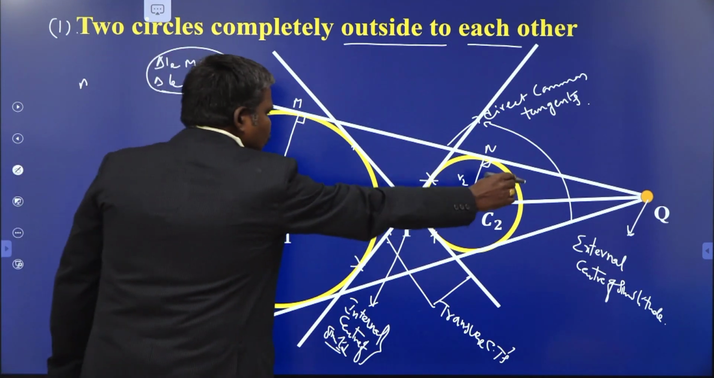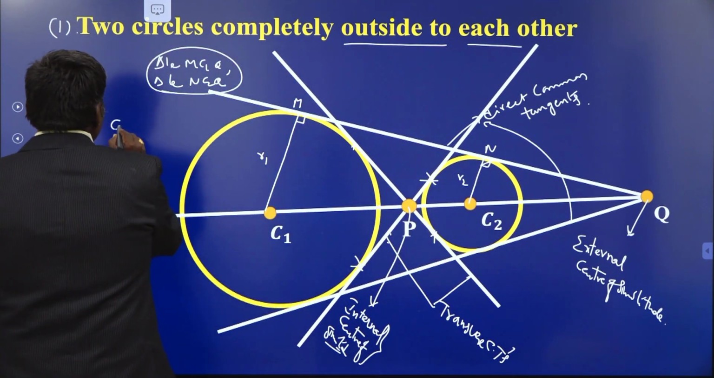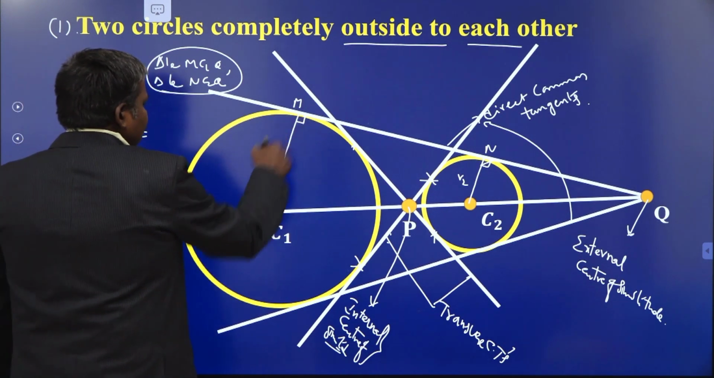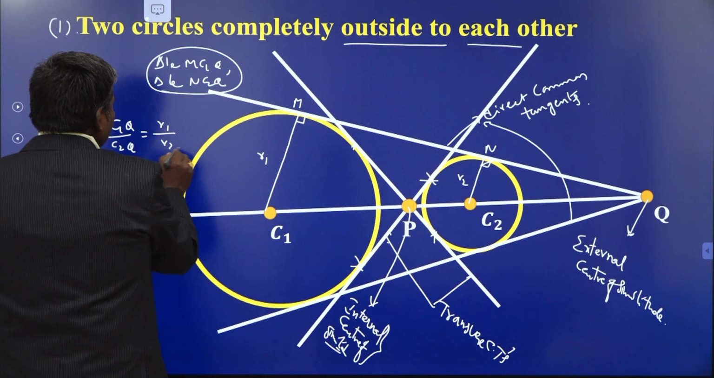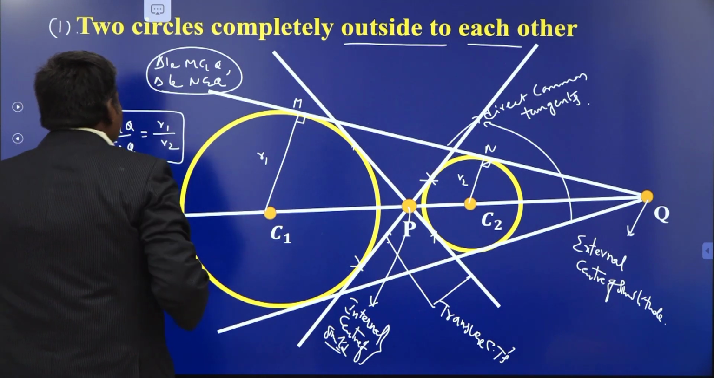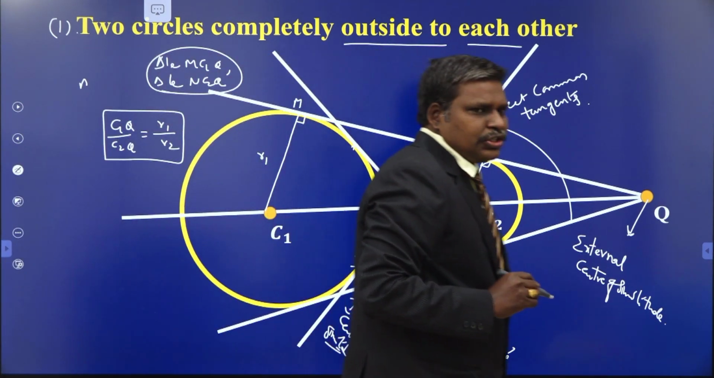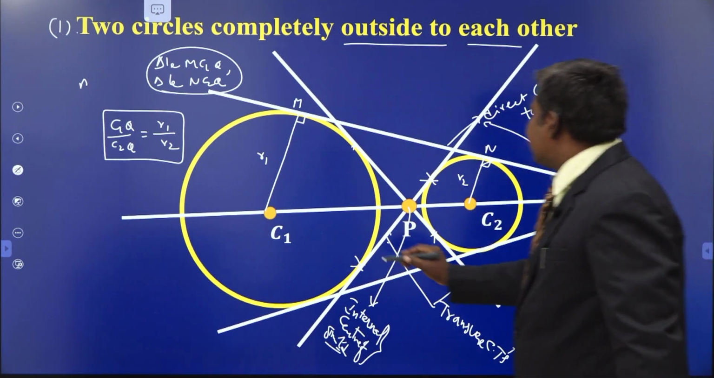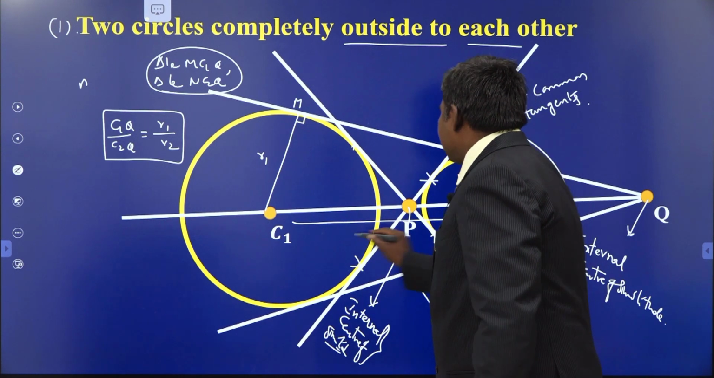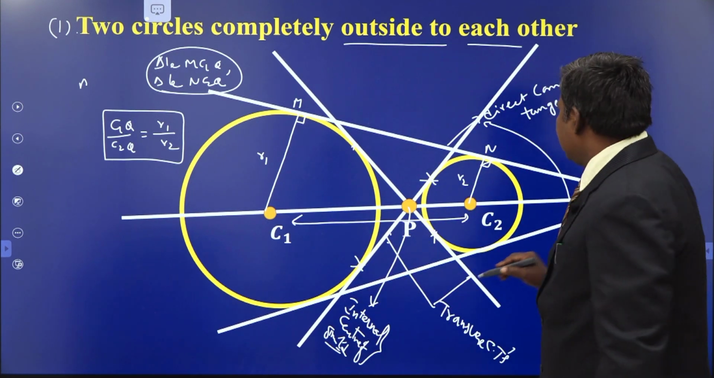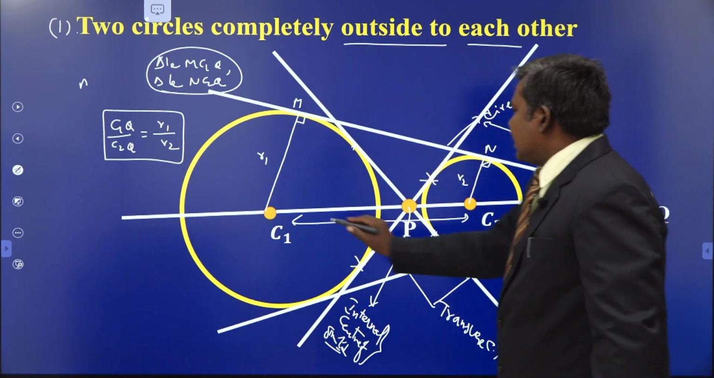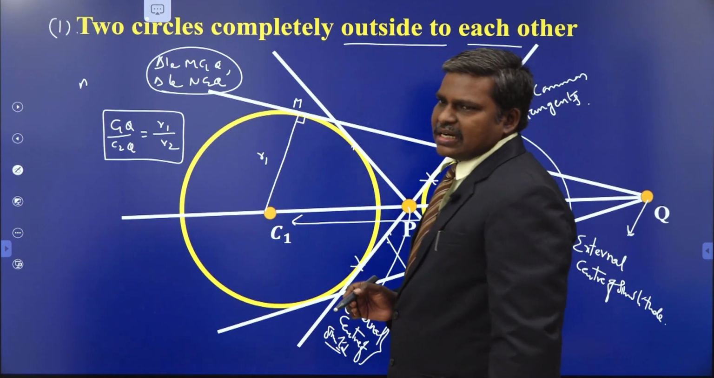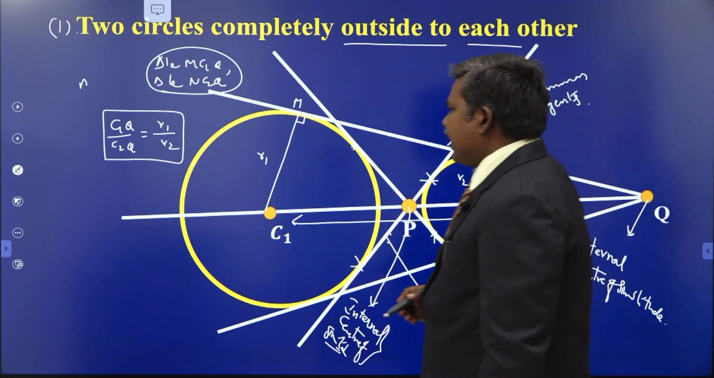Therefore, C1Q by C2Q is equal to R1 by R2. Am I correct or not? C1Q by C2Q is equal to R1 by R2. That means the point Q divides the line segment C1C2 in the ratio R1 is to R2 externally. Listen carefully. The point Q divides the line segment C1C2 in the ratio R1 is to R2 externally.